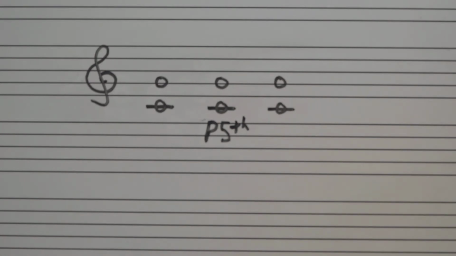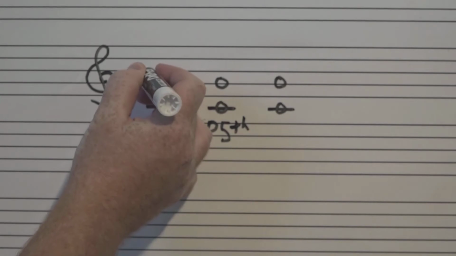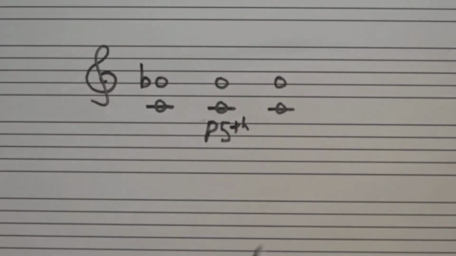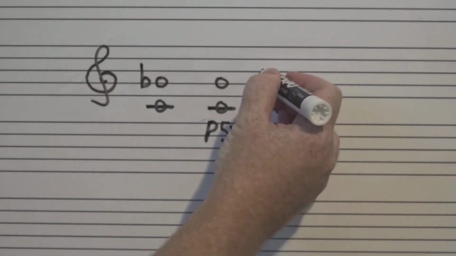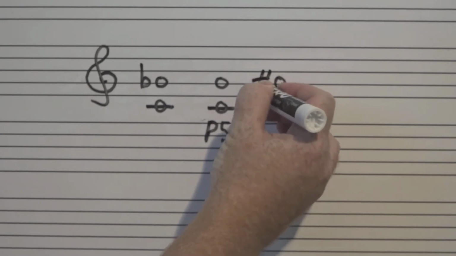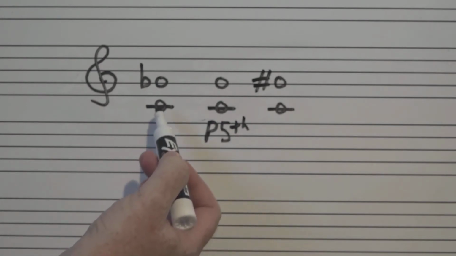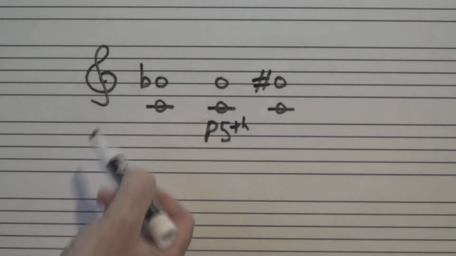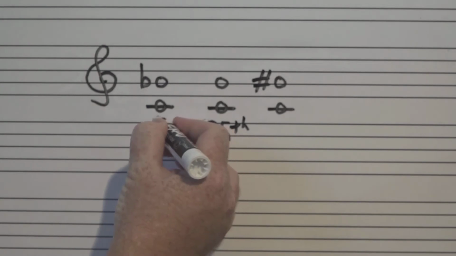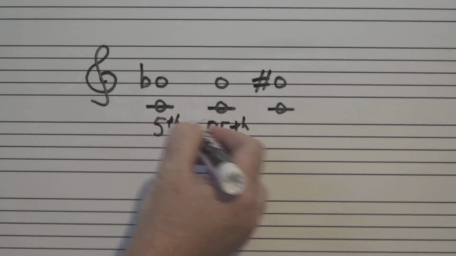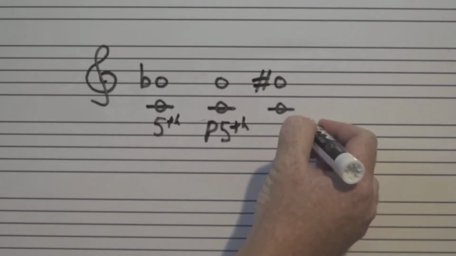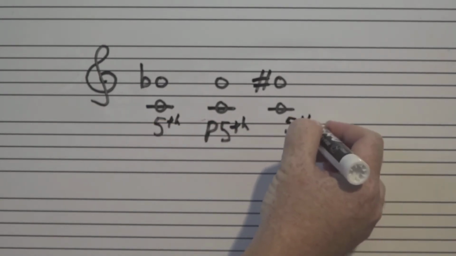But what happens if you go to C to a G flat or C to a G sharp? Now remember, since it's some kind of C to some kind of G, they will all be fifths of some kind. That won't change. But the interval quality will.